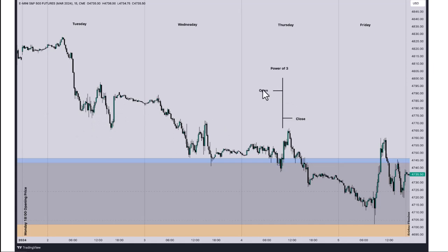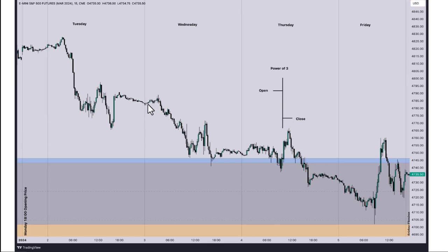So in this example, it opened right here. It went higher, so it created a little high. It went all the way down, created the lows, and then this is the lowest point, which is down here. And then it went right back up to close a little bit higher. So remember the power of 3, which is accumulation, manipulation, and distribution.